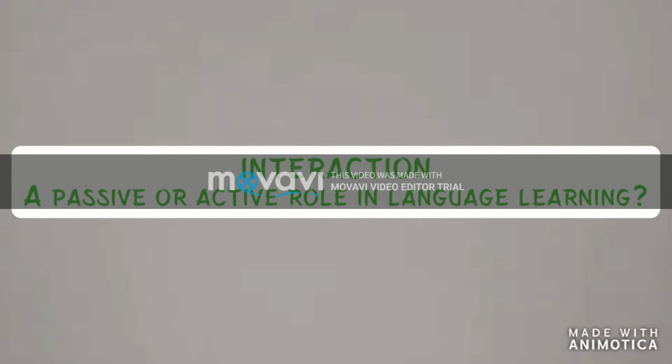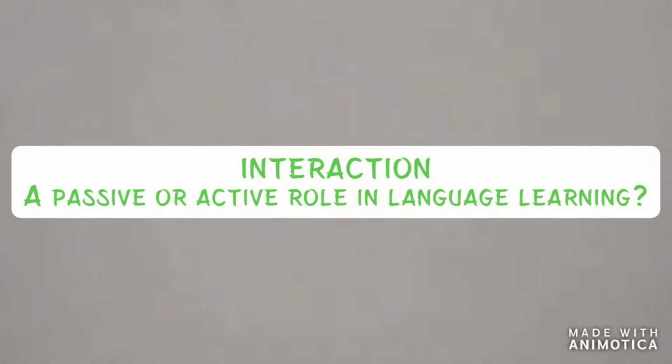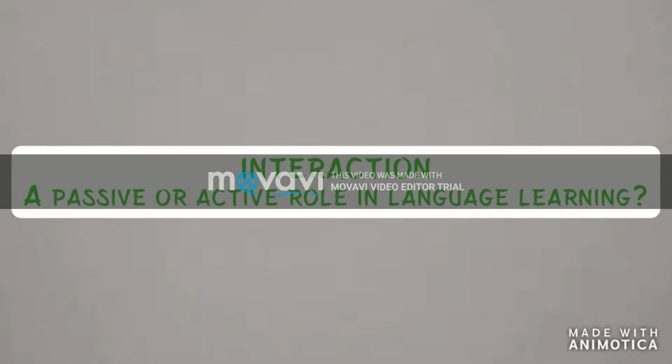First, let's talk about the receptor role. For some researchers, such as Krashen, in the first stage of language learning, individuals must not be forced to produce language. They are expected to be in a silent period instead, and as they receive more and more input, they will eventually be ready to speak.